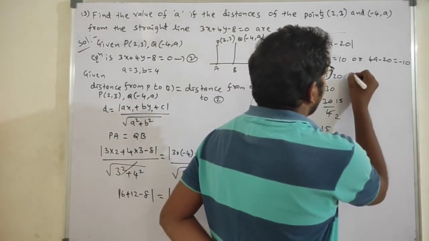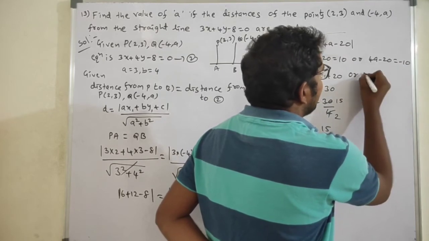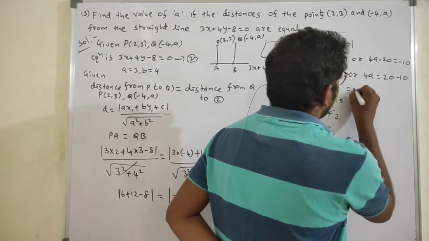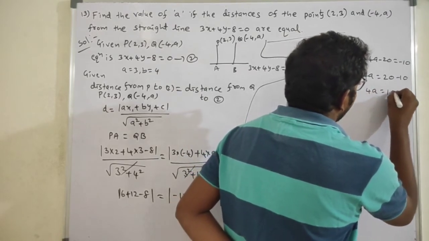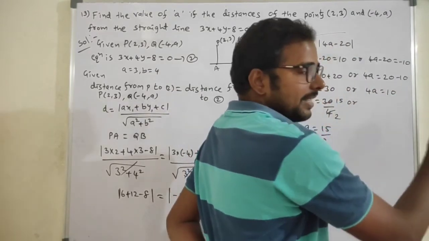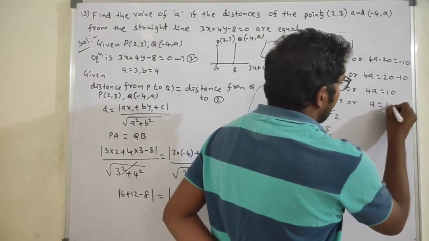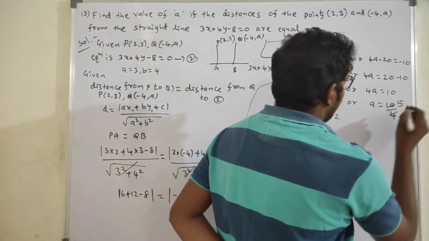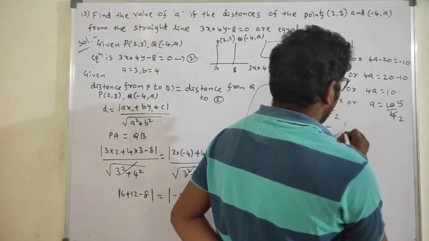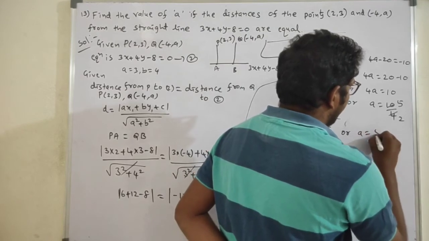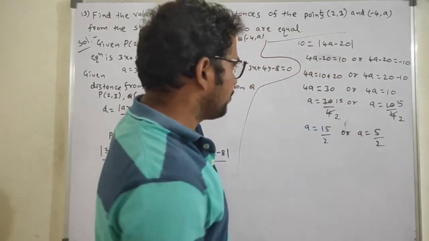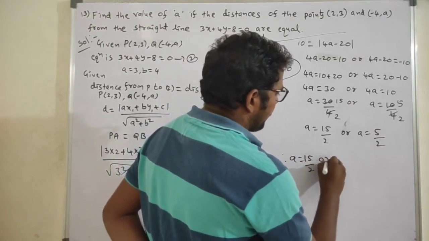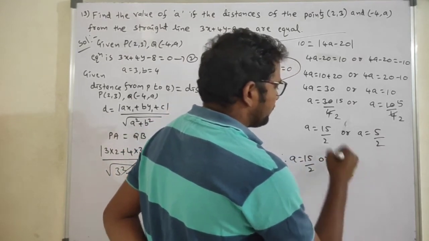Or here, sending minus 20 to the right side, it becomes plus 20, and 20 minus 10 is 10. So 4a is equal to 10. Sending 4 to the right side, a is equal to 10 by 4. Do cancellation: 2 twos are 2, 2 fives are 10. So a is equal to 5 by 2. So we are getting two values. Therefore a is equal to 15 by 2 or a is equal to 5 by 2.